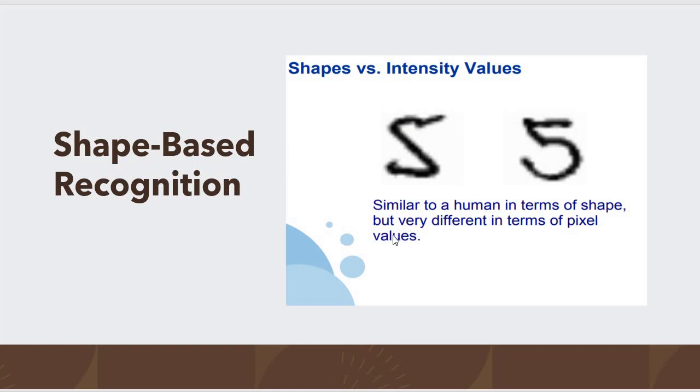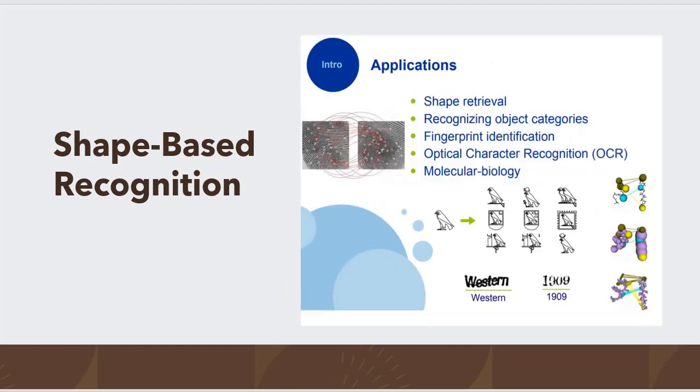So, similar to a human in terms of the shape, but very different in terms of the pixel value. If we are seeing both these things, they look somewhat similar, but they are different. If we are comparing in terms of the shape and the intensity values, both these images are similar. From the perspective of a human, they are similar in terms of shape, but very different in terms of the pixel value. If we look from a deeper point of view at the pixels, they are different.